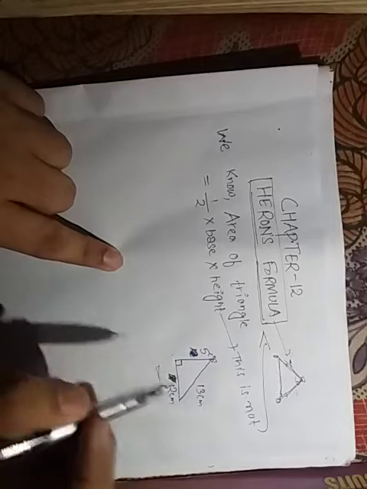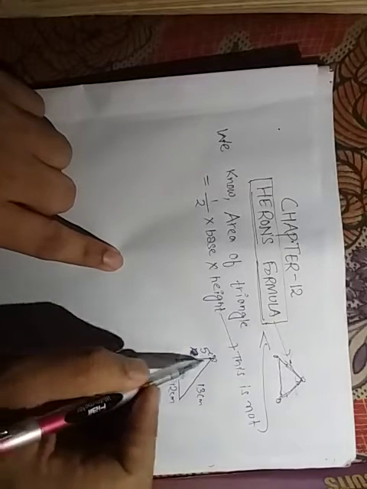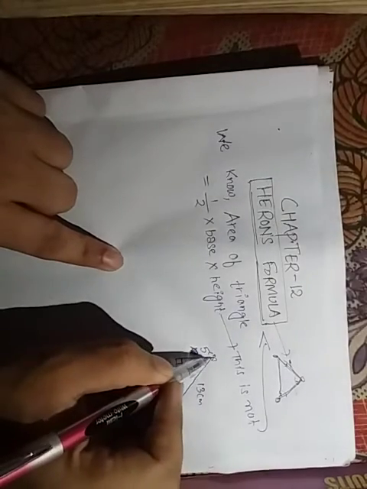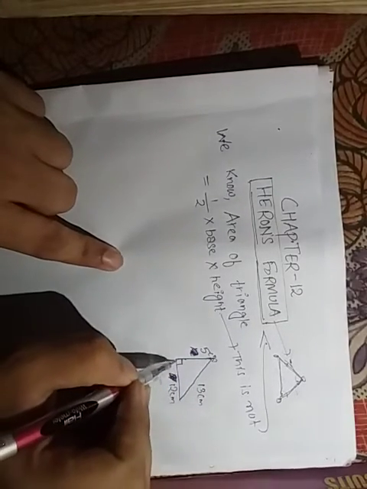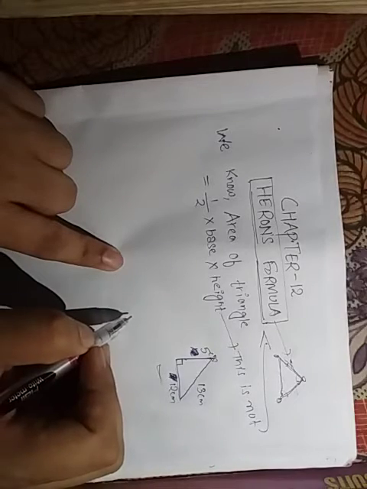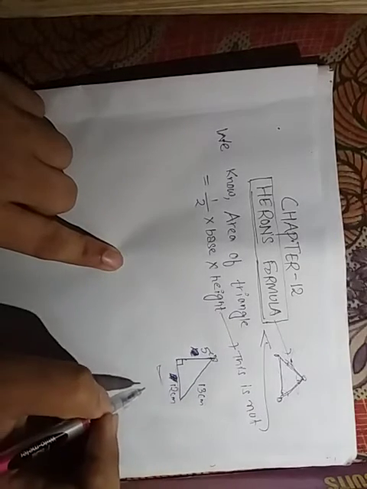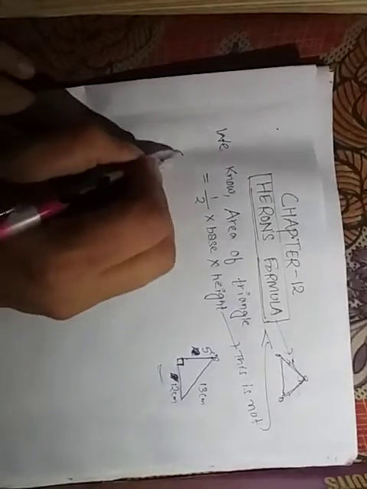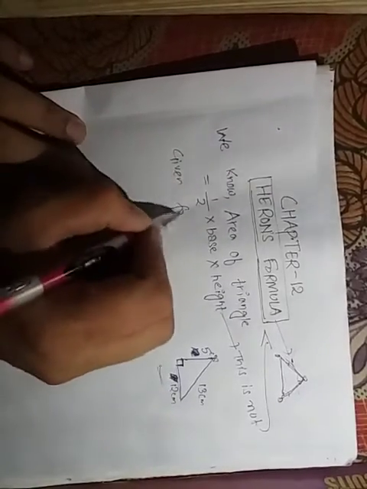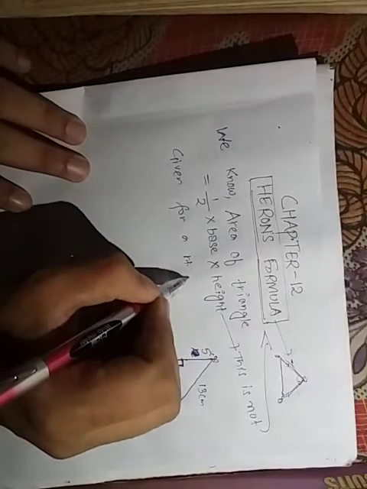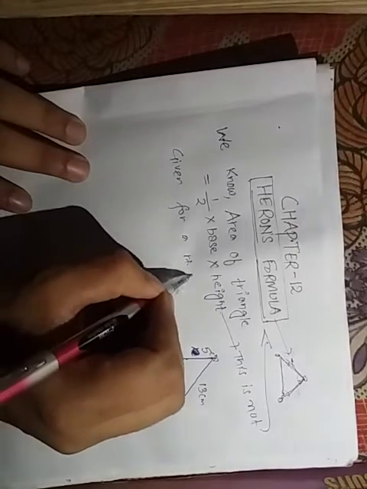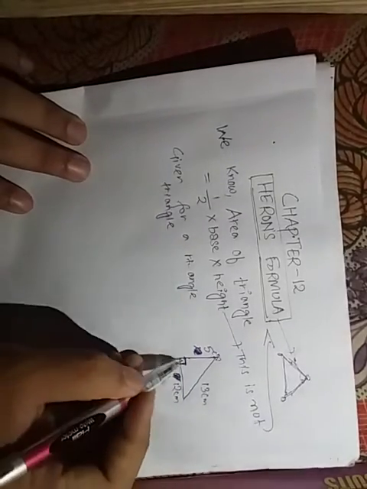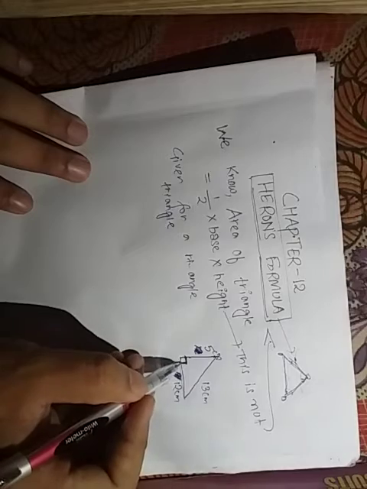One side is 5 centimeter and one side is 12 centimeter, and it is given that this 5 centimeter side is perpendicular to the 12 centimeter side. The hypotenuse is 13 centimeter. So this is a right angle triangle. Here this is a right angle because we know right angle means 90 degrees.